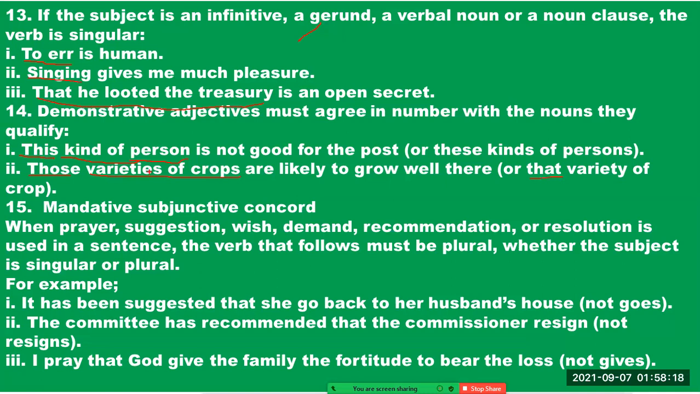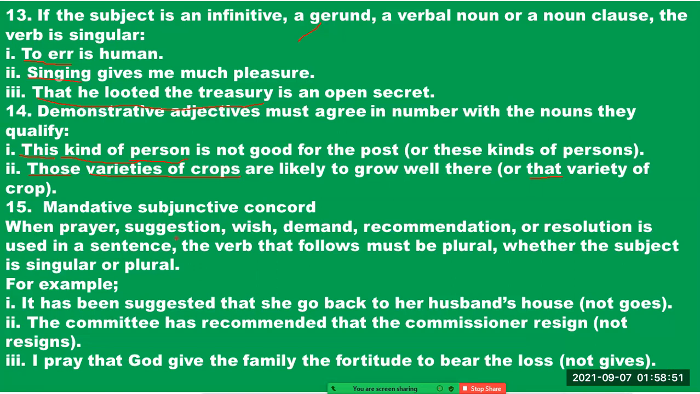Now, when you pay attention to the rules of Concord, they help you to learn how to use meaningful and grammatically correct sentences. Rule number 15, mandative subjunctive concord. Now, let's look at the rule that applies here.